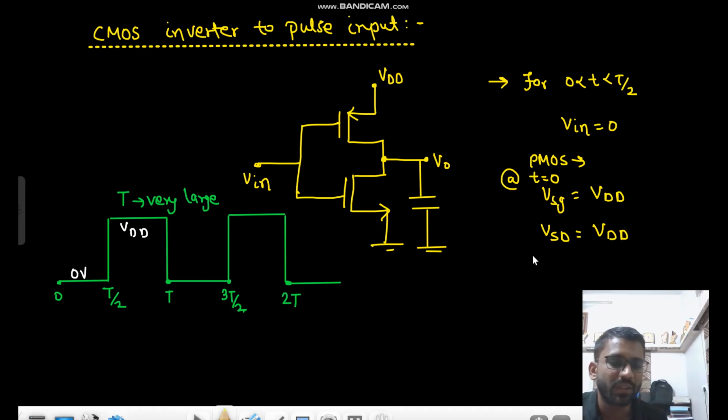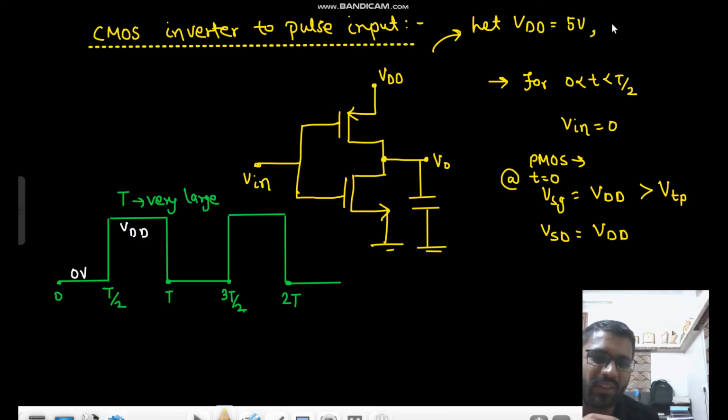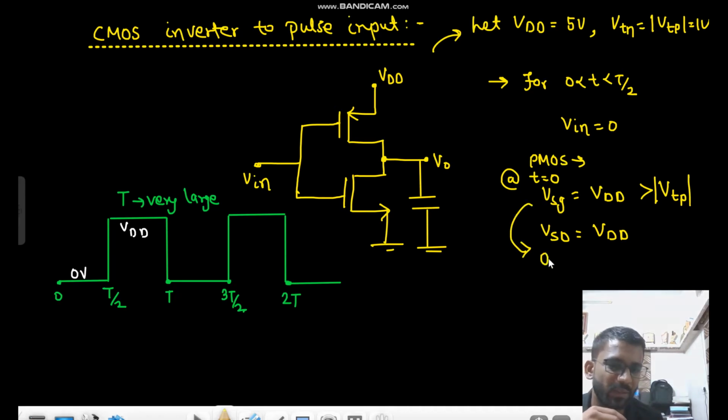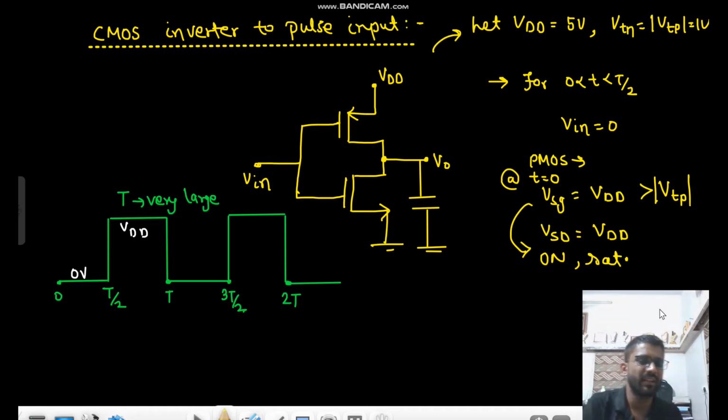Here VSG is greater than VTP, right? The value of VDD is not given, but you can take, let VDD equal 5 volt, VTN equal to mod of VTP equal to 1 volt. So VSG is greater than mod of VTP. That means it is on and in the saturation region. Why in saturation? Because VSD is greater than VSG minus VT. Then it is on and in saturation.